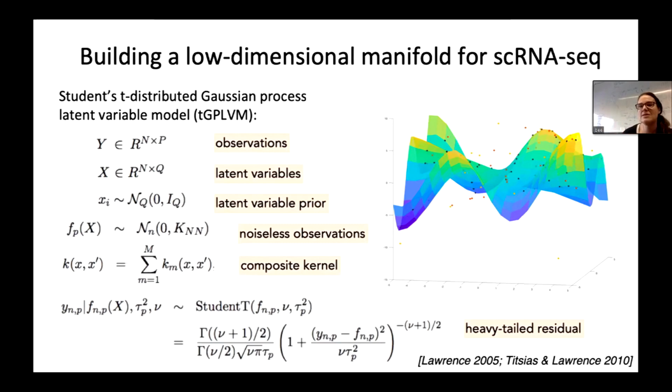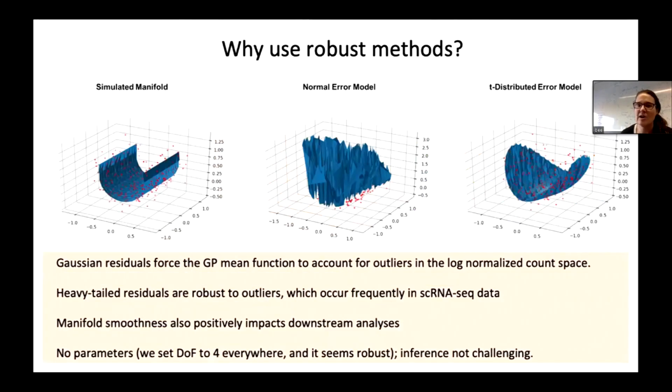We're not going to assume a Gaussian distribution around the manifold, which is absolutely not warranted for the kind of data that we're looking at. So this is a heavy-tailed residual, and it lets us handle outliers without warping the space. Okay, so that's the basic model. Let's talk about why we actually use this.